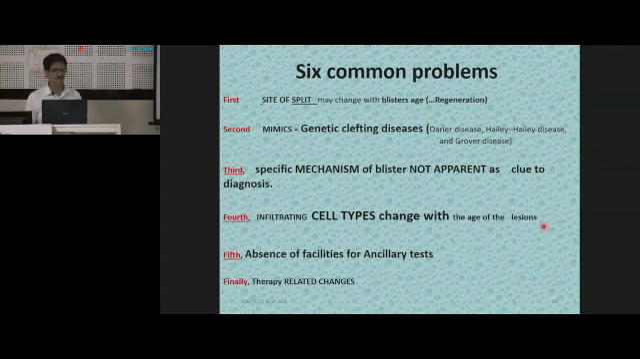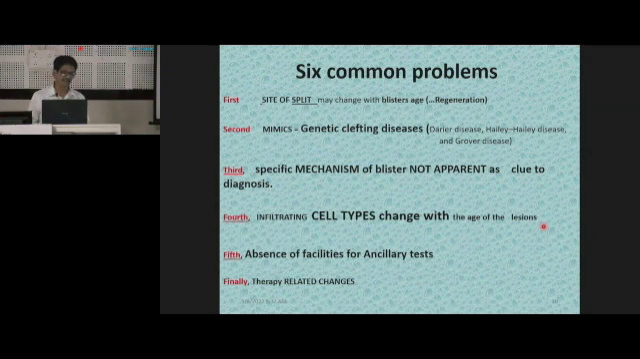Fourthly, the infiltrating cell types also change over a period of time and they are not constant or very specific for a given condition. That's the problem. Fifthly, absence of facilities for ancillary tests, because finally you have to rely on the DIF studies, and the diagnosis comes only from DIF or immunological confirmation by indirect immunofluorescence or other methods.